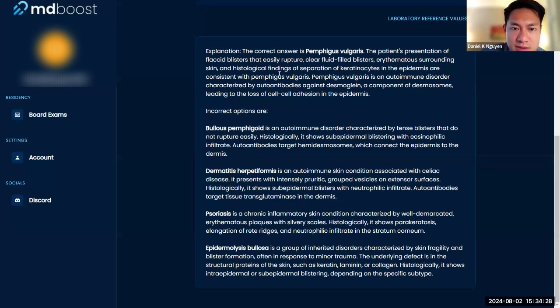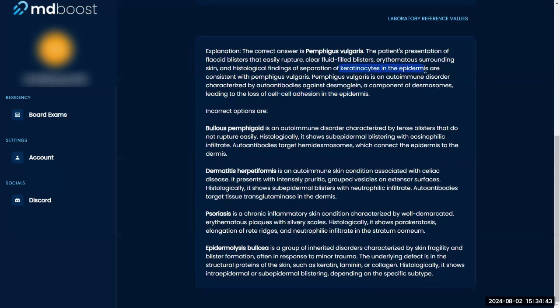Separation of keratinocytes in the epidermis is consistent with pemphigus vulgaris, an autoimmune disorder with autoantibodies against desmoglein, which is a component of desmosomes, which is what you kind of remember. But just remember it's that loss of cell adhesion in the epidermis, or aka the keratinocytes in the epidermis.